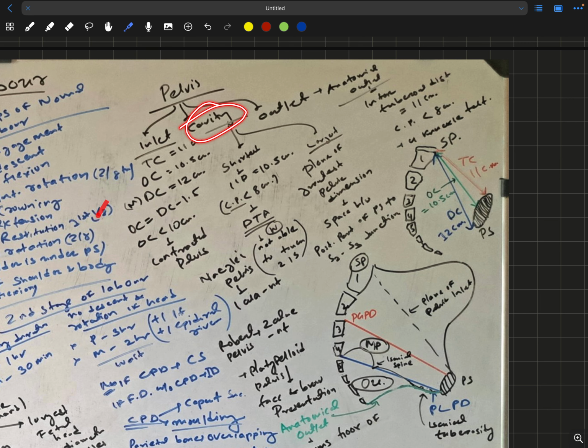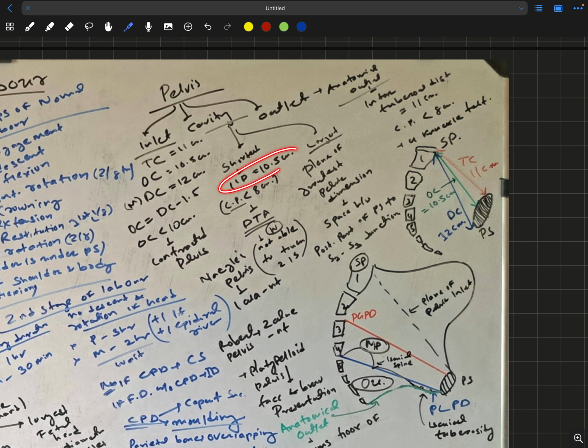Now we are going to discuss the cavity of the pelvis. In the cavity we have the shortest diameter and the largest diameter. The shortest diameter is the interischial diameter, between the two ischial tuberosities, which we can also measure clinically using fingers. If we are not able to touch both simultaneously, that means it is adequate. I have the image, I will show you later.